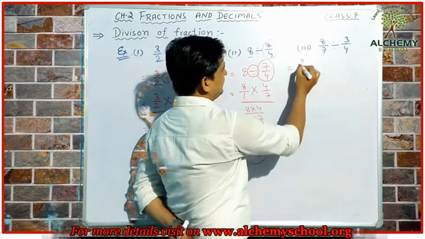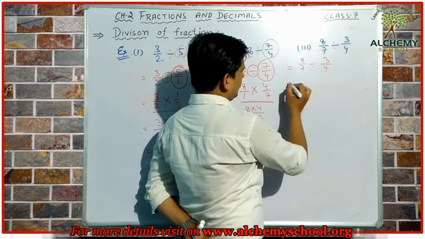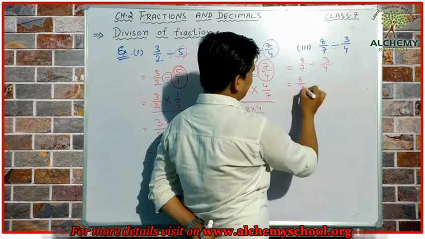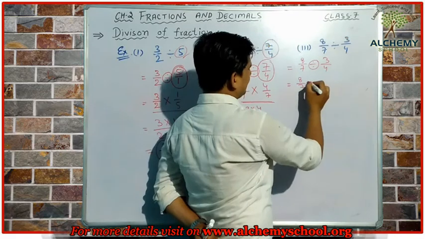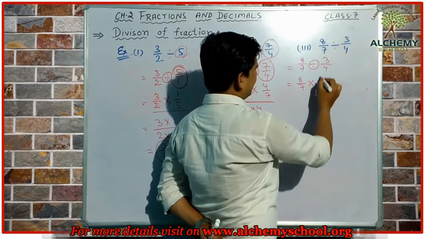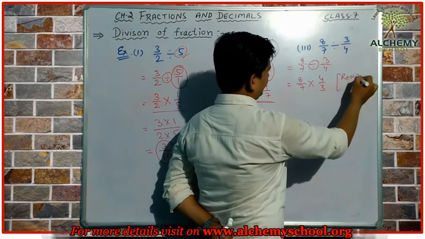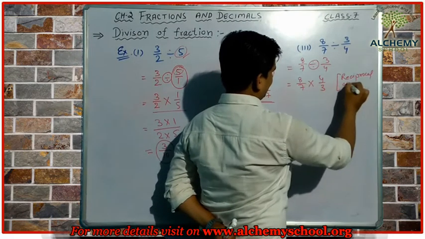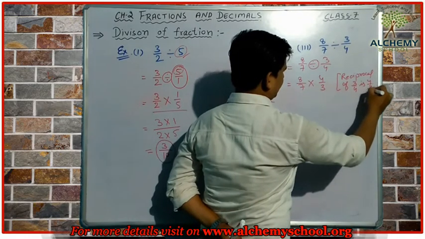We have 8 upon 7 divided by 3 upon 4. We will write 8 upon 7 as it is. Division will be changed by multiplication, and we write 4 upon 3. This is the reciprocal of 3 upon 4, which is 4 upon 3.